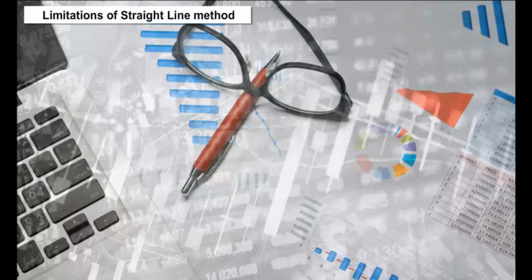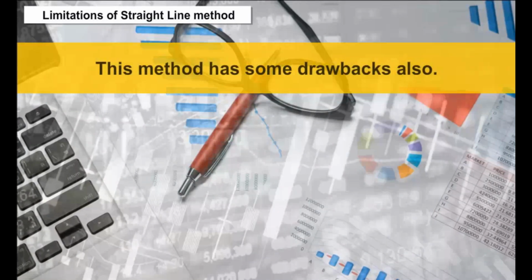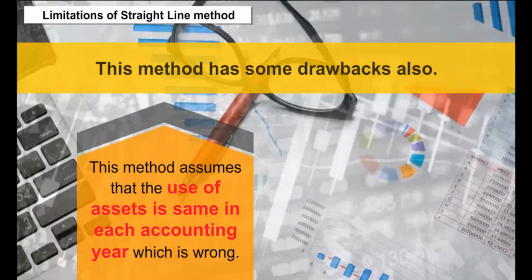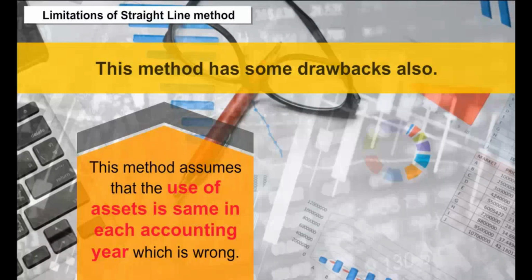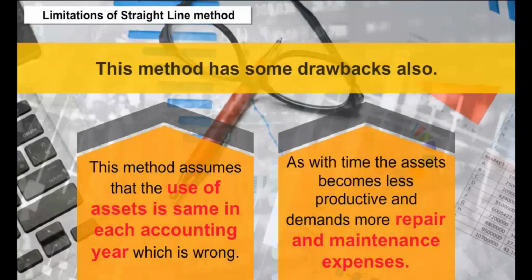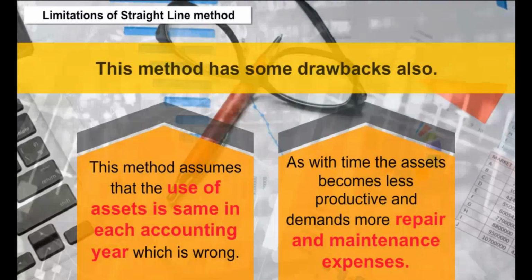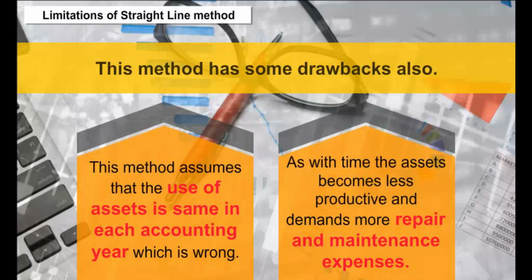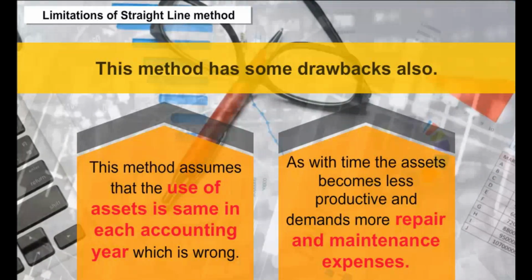Limitations of straight line method. This method has some drawbacks also. This method assumes that the use of assets is same in each accounting year, which is wrong, as with time, the assets become less productive and demand more repair and maintenance expenses. So it is not advisable to charge the same amount of depreciation every year.